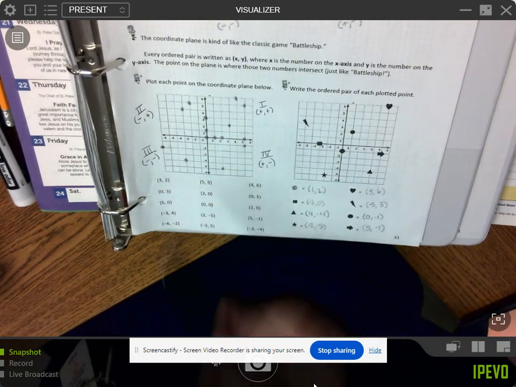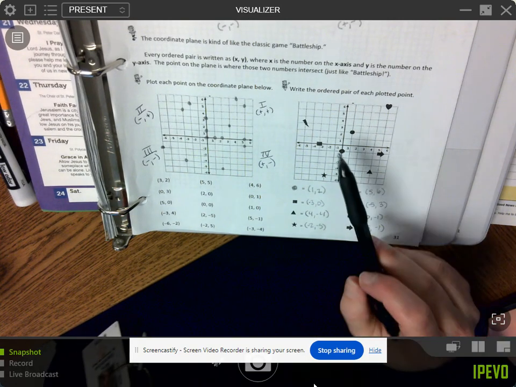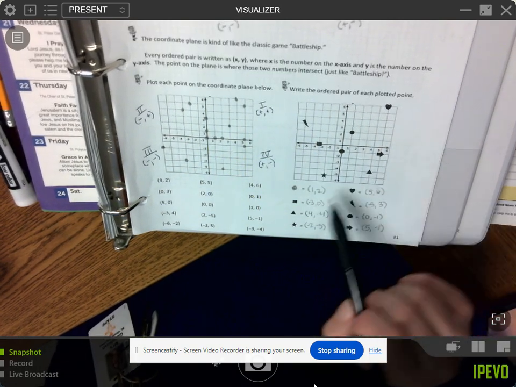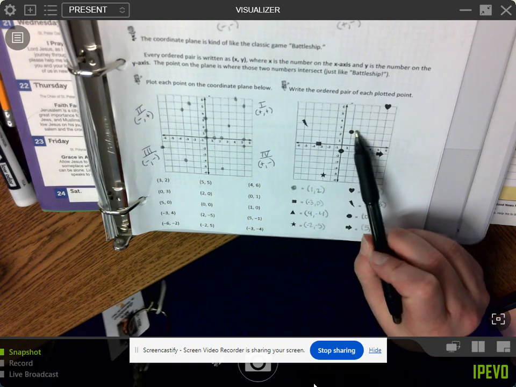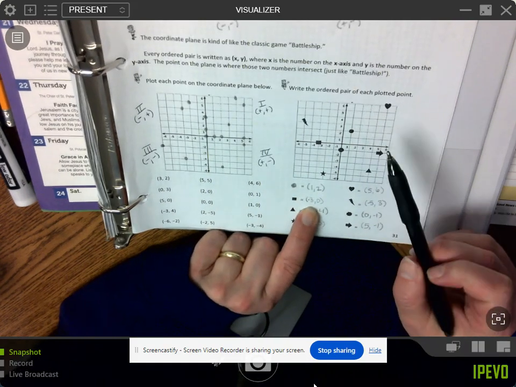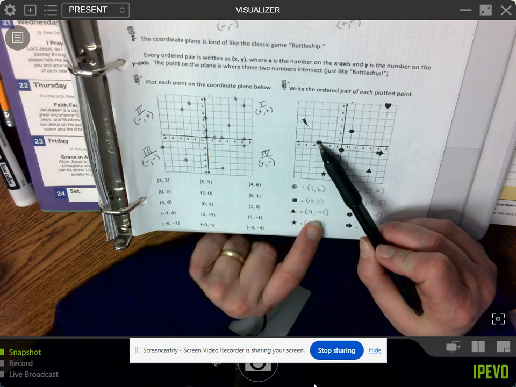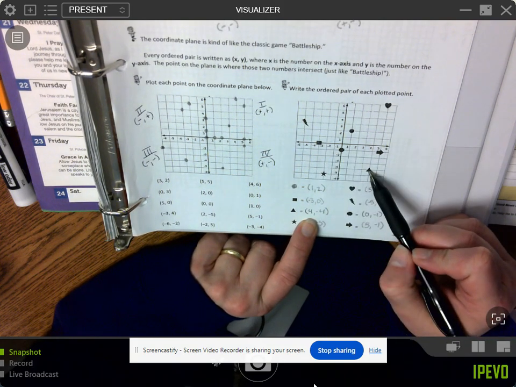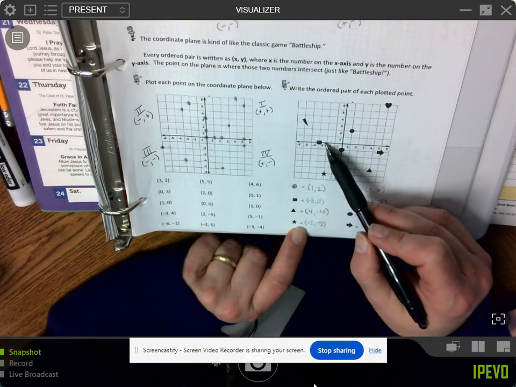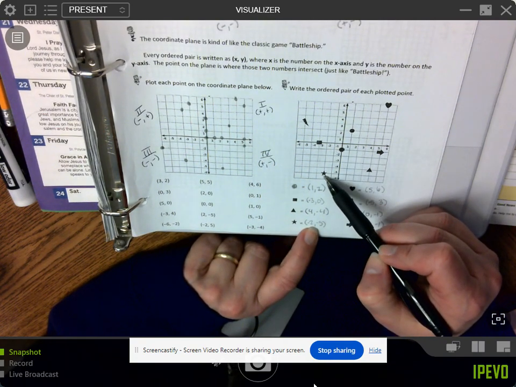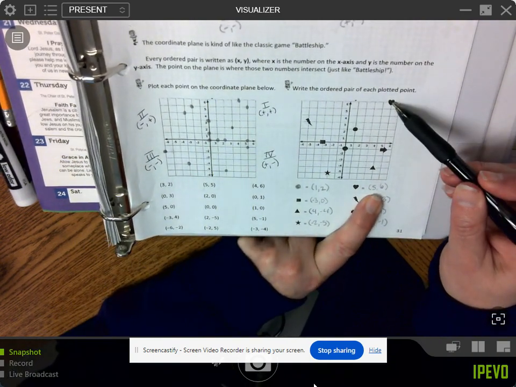Any questions on any of those ordered pairs? All right, let's look at the ordered pairs for each of our shapes. For our circle, we have (1, 2). For our rectangle, we have (-3, 0). For the triangle, we have (4, -4). For the star, we have (-2, -5). For the heart, we have (+5, +6).